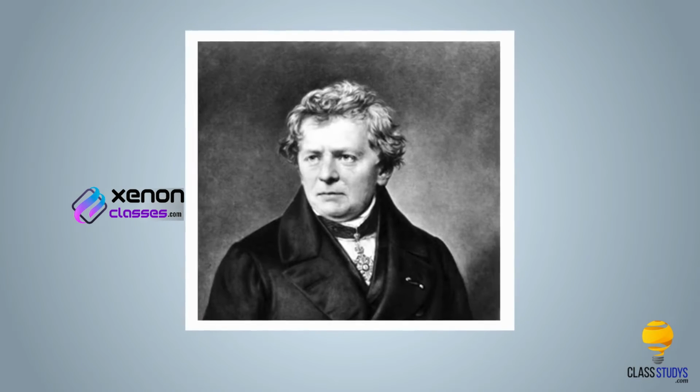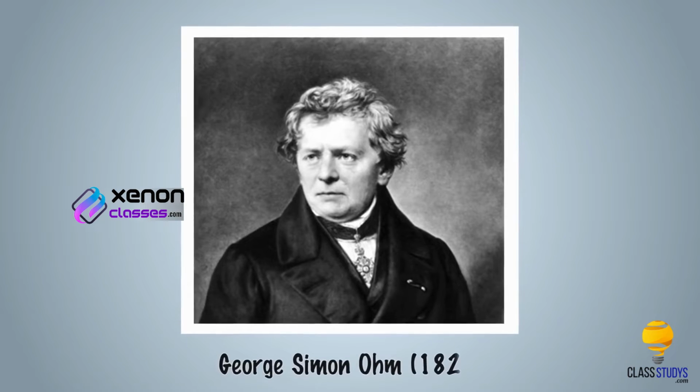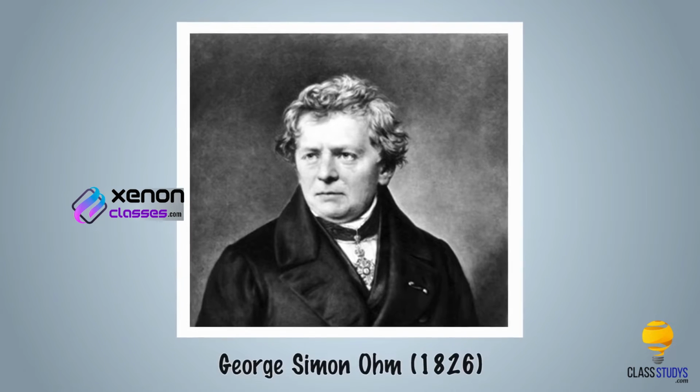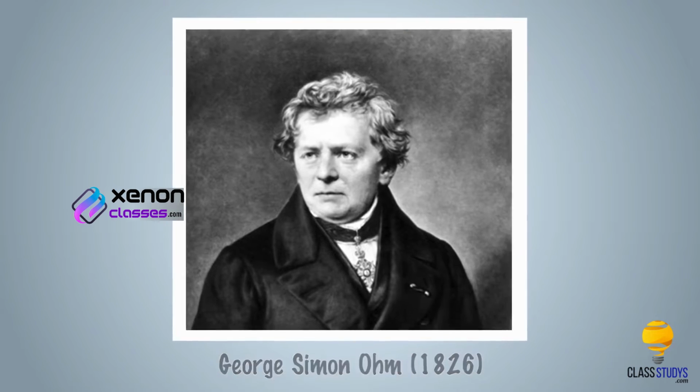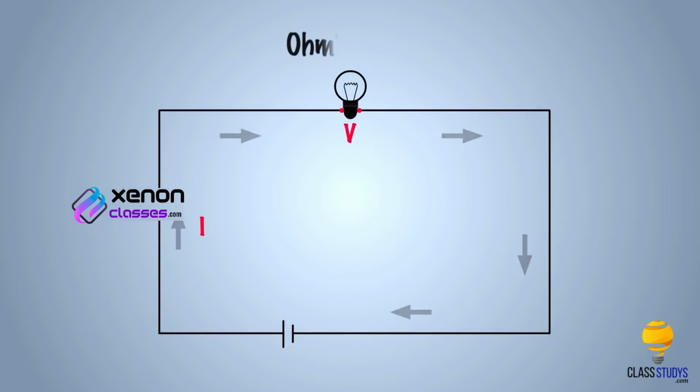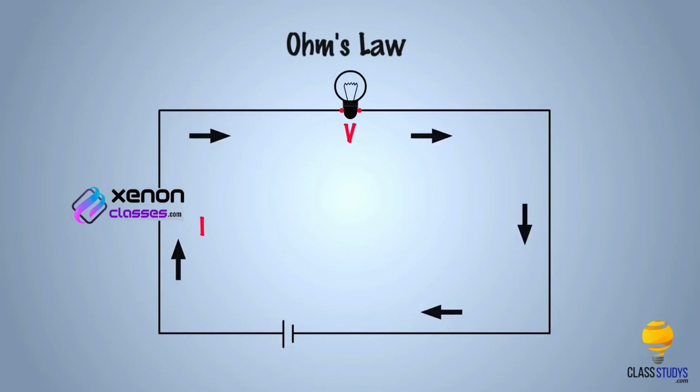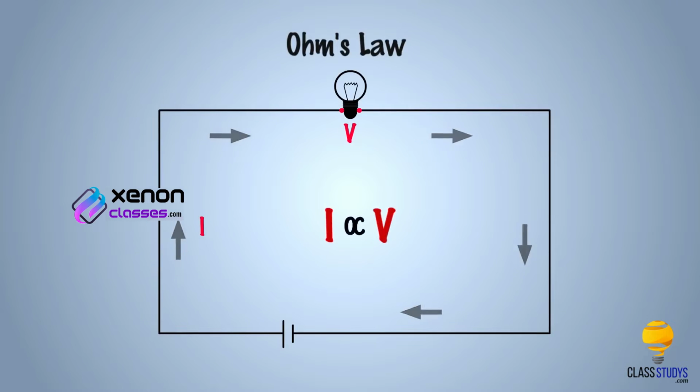Ohm's law was derived experimentally by the German physicist George Simon Ohm in 1826. According to Ohm's law, the electric current flowing through a conductor is directly proportional to the potential difference across its ends, provided the physical conditions such as temperature, pressure, etc. of the conductor remain the same.